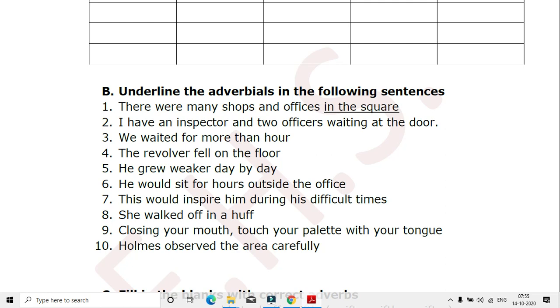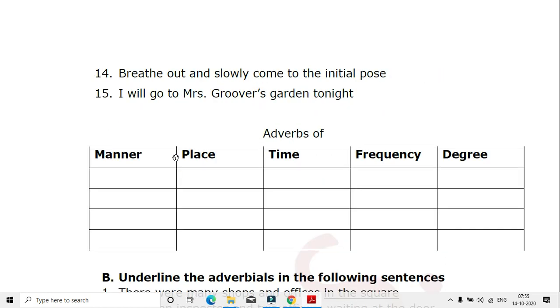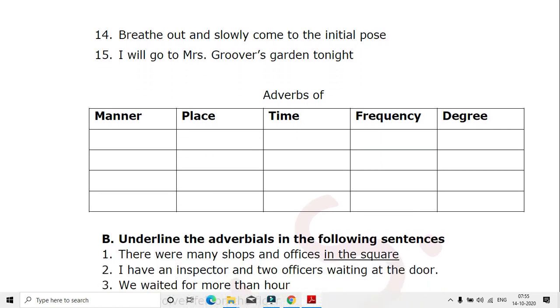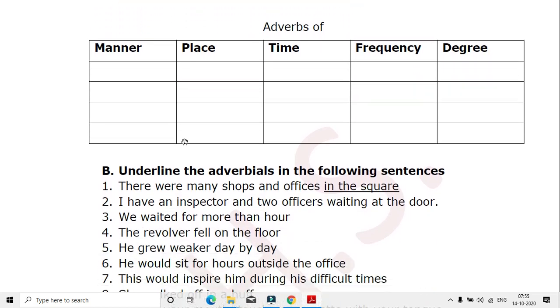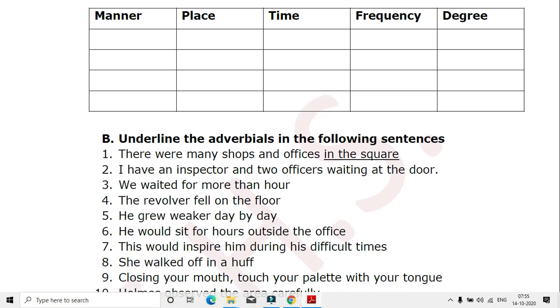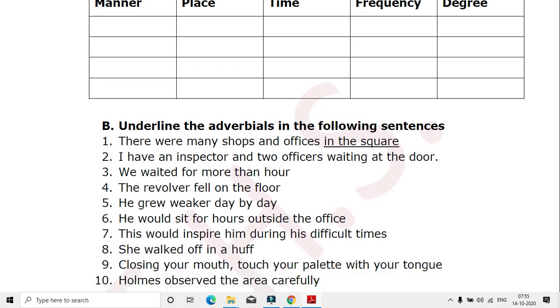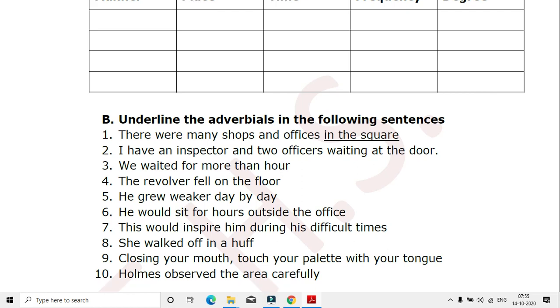We waited for more than an hour. Okay, an is missing over here. Please write an over there. We waited for more than an hour. Here, an hour. Okay. The revolver fell on the ground. He grew weaker day by day. He would sit for hours outside the office. So where would he sit? You'll get your answer. This would inspire him during his difficult times. When would it inspire him? You'll get your answer. She walked off in a huff. So how did she walk off?